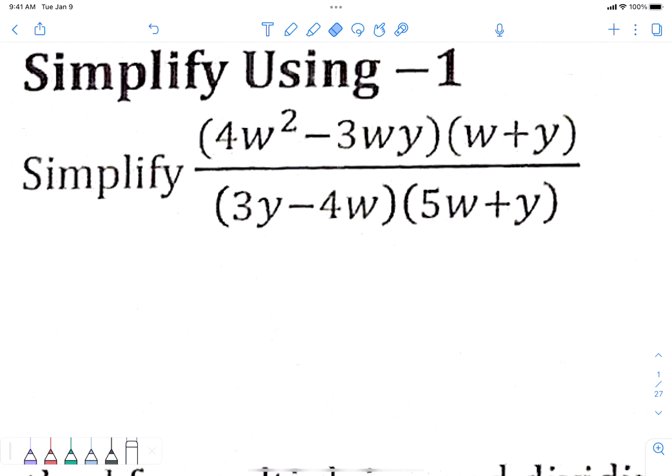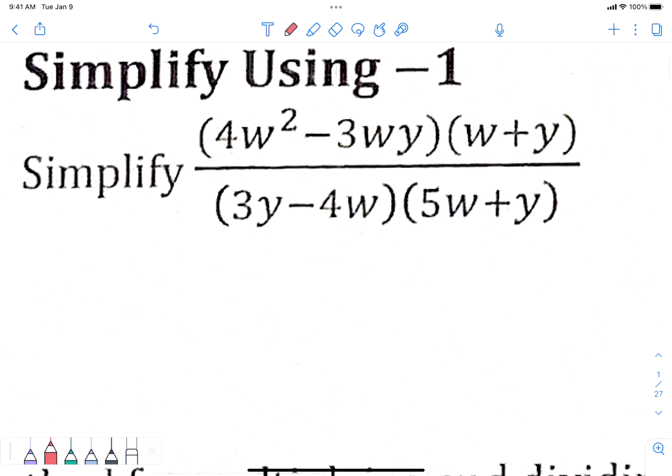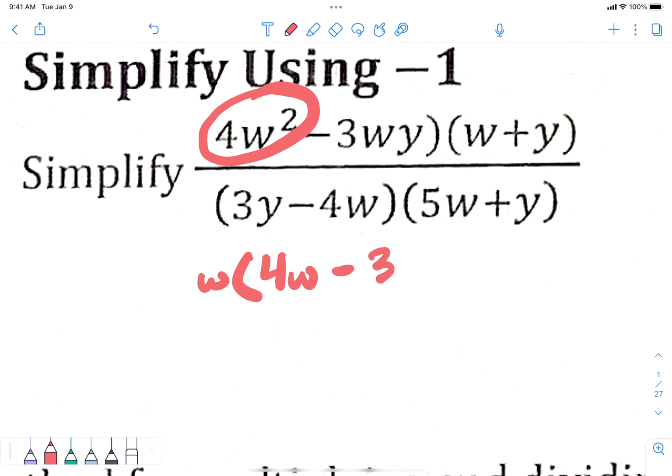It's not a difference of squares. It's not a trinomial. What about the W? Greatest common factor. We can pull a W out, right? Anything else we can pull out besides the W? No. Let's just do a W for now. So if we pull a W out, what's 4W squared, and we take out a W? Just 4W, right? Minus 3Y.